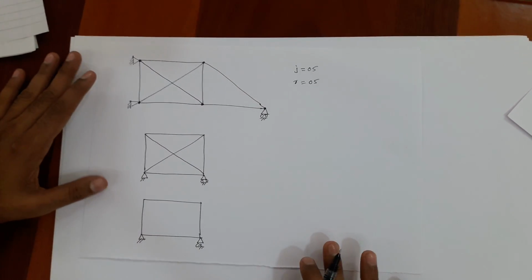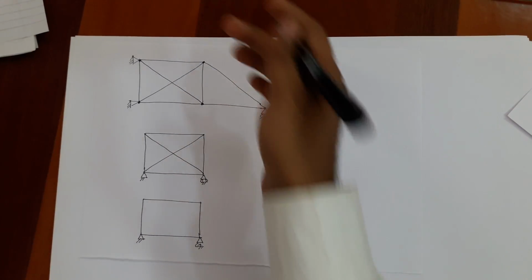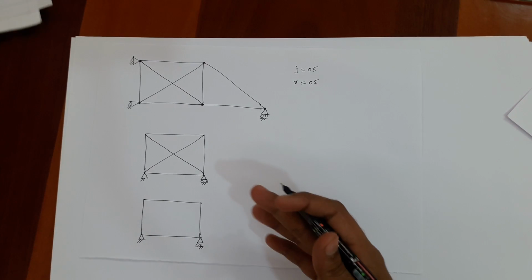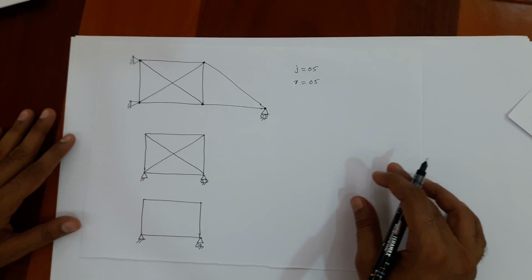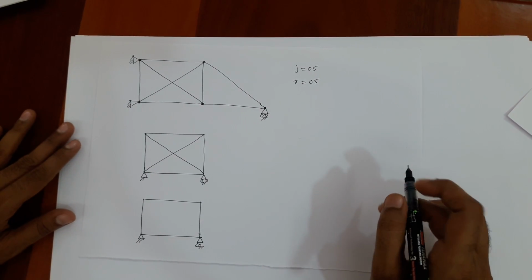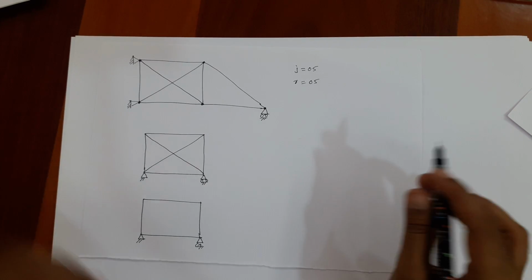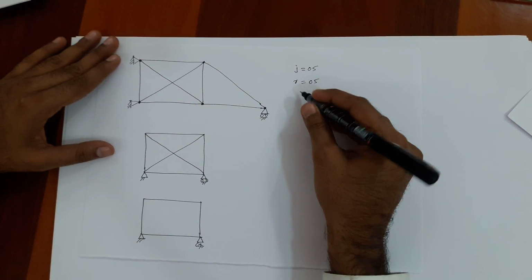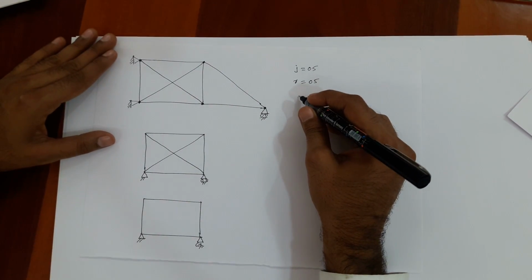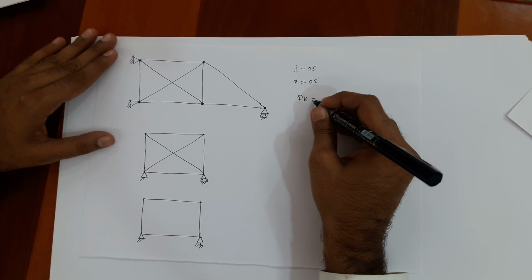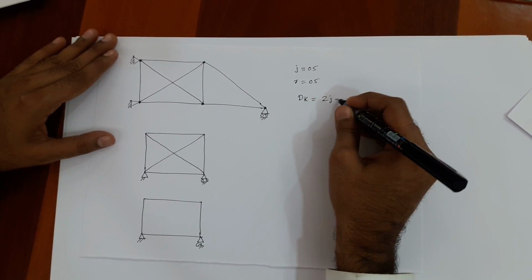We will see a simple example. These are the different simple pin jointed frames. We can use the formula directly. I have derived the formula: Dk equals 2j minus r.